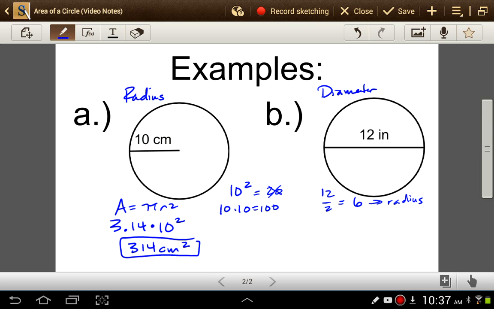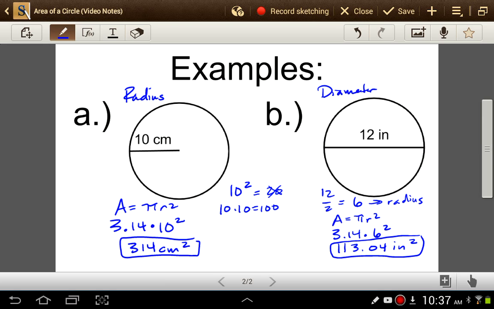So I'm going to do area equals pi r squared. And then I'm going to do 3.14 times 6 squared. And when I do 3.14 times 6 squared, I'm going to get 113.04. Again, my units are squared, so it's going to be inches squared. And that is my area of example B.